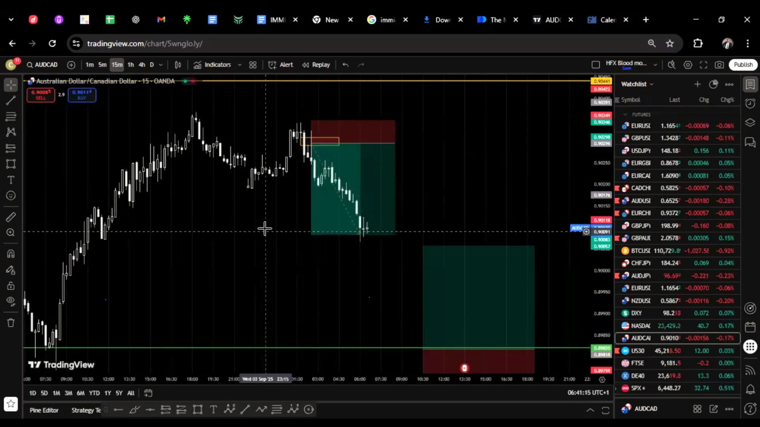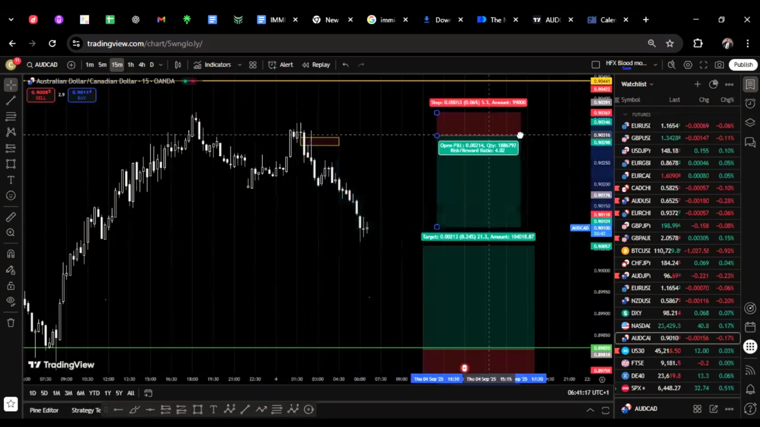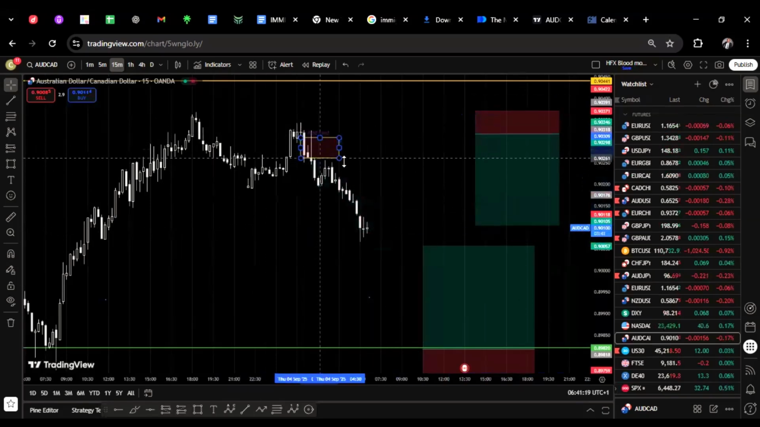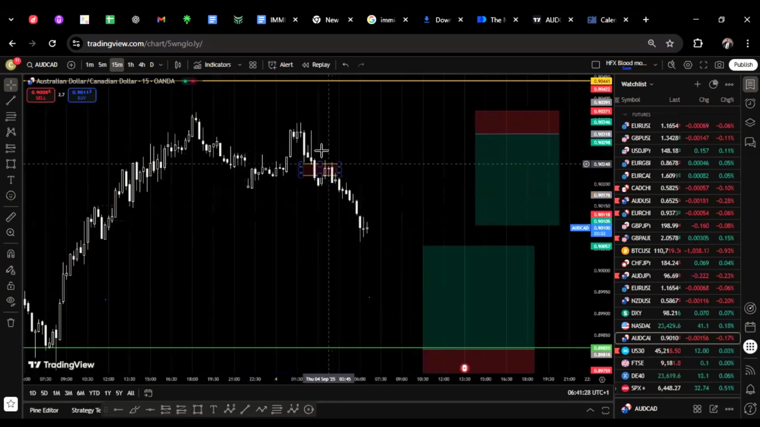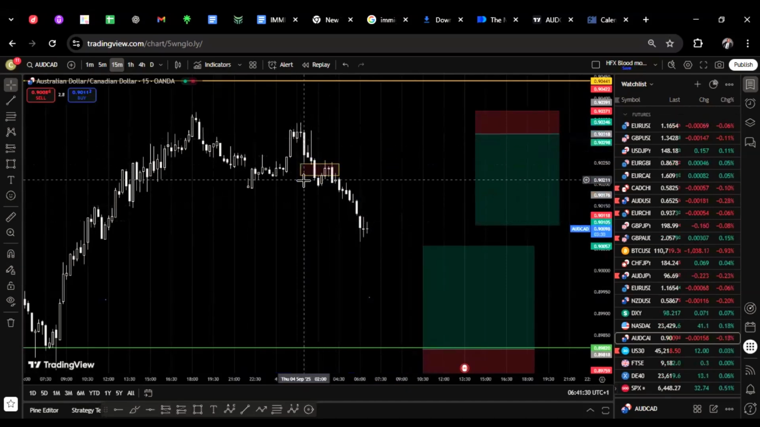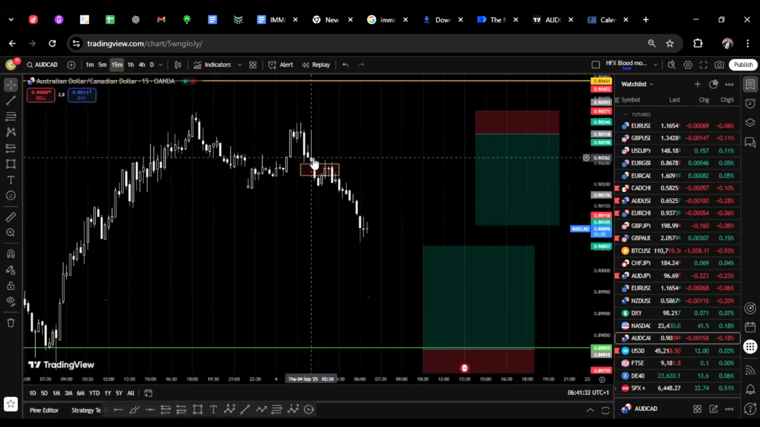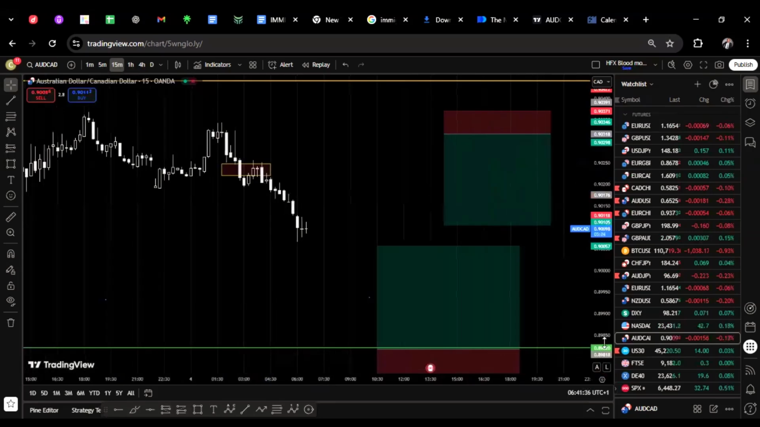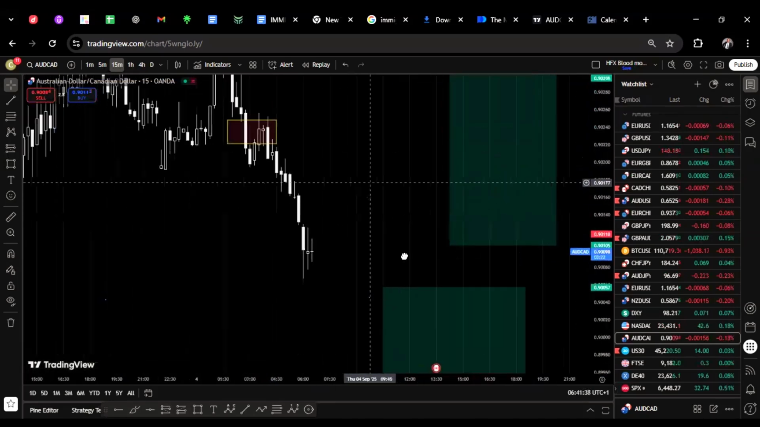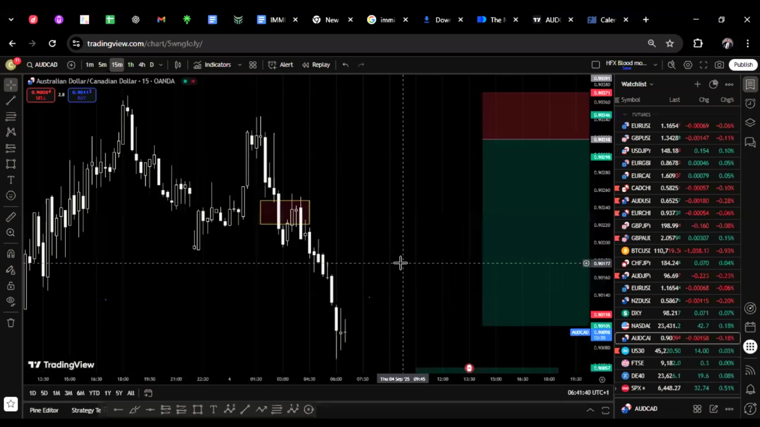Then if you want to do a re-entry, what else are we seeing here? Imagine you missed that entry. On that fair value gap, what did the market do? It repeated the same thing here. It came back and did almost a double top with this. Let me expand this. You just have to pair it with what we call adding to your winners. Let's say you wanted to add to your winning trade already.